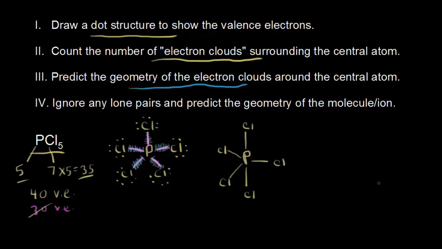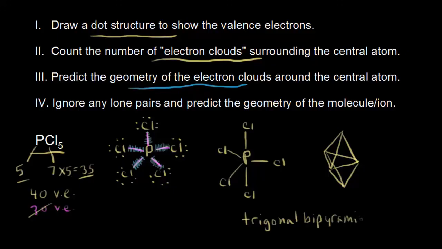Let me see if I can draw a slightly better shape of a trigonal bipyramidal shape here. So let me see if I can draw one over here so you can see what it looks like a little bit better. We could have one pyramid looking something like that, and then down here, let's see if we can draw another pyramid in here like that. So that's a rough drawing, but we're trying to go for a trigonal bipyramidal shape here.